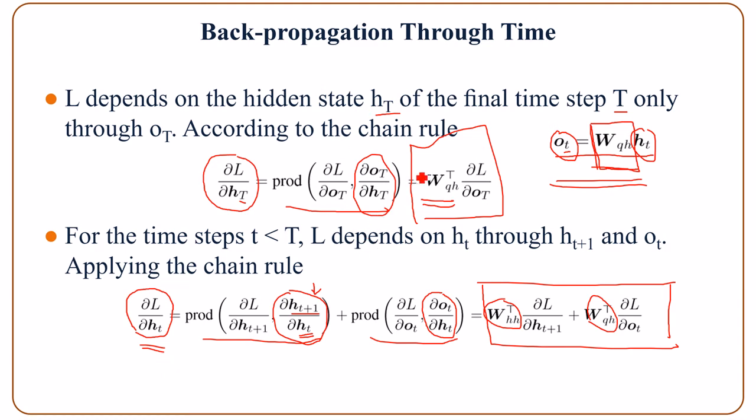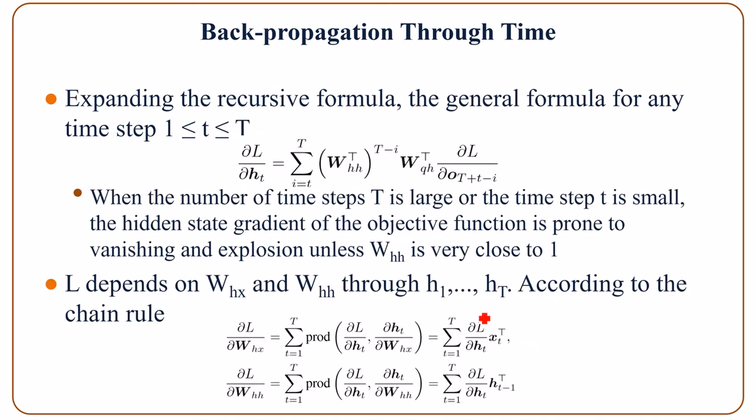Looking at this formula, this is a recursive formula. The derivative of the loss with respect to the hidden state at time t depends on the derivative of the loss with respect to the hidden state at time t plus 1. So if we expand this recursive formula, what we get as the general formula for any time step between 1 and the final time step is this.